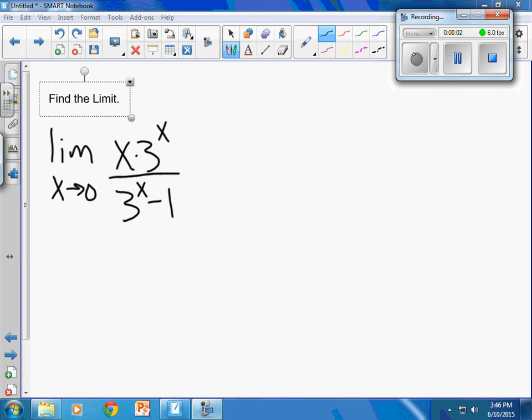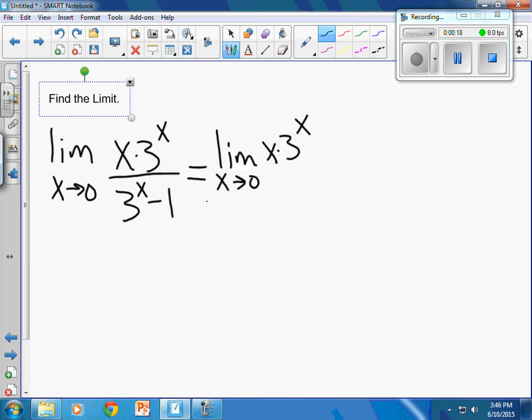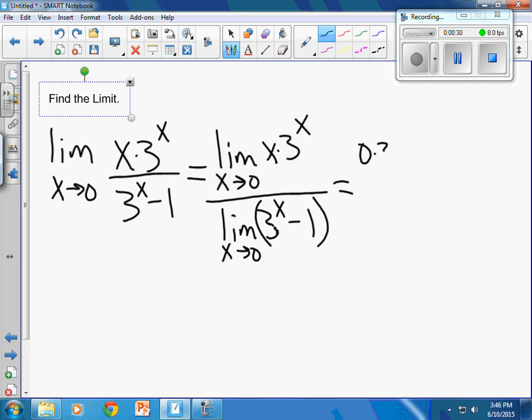Find the limit of x times 3 to the x divided by 3 to the x minus 1 as x approaches 0. If we try the quotient rule here, we would take the limit of x times 3 to the x as x approaches 0 divided by the limit of 3 to the x minus 1 as x approaches 0. These are both continuous functions, so we may substitute in the number to calculate the limit.